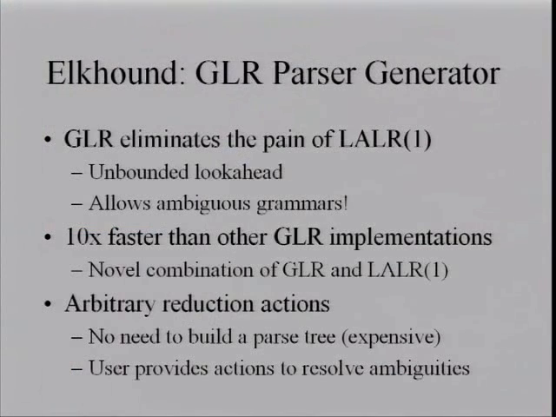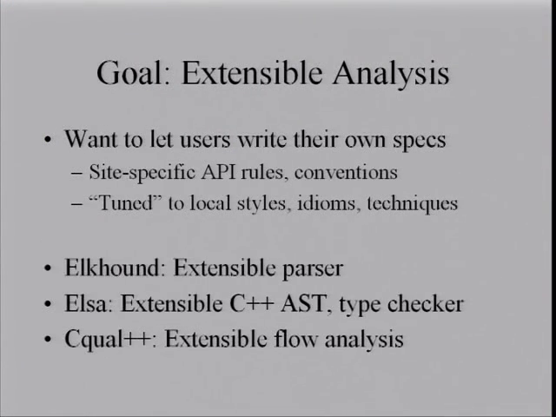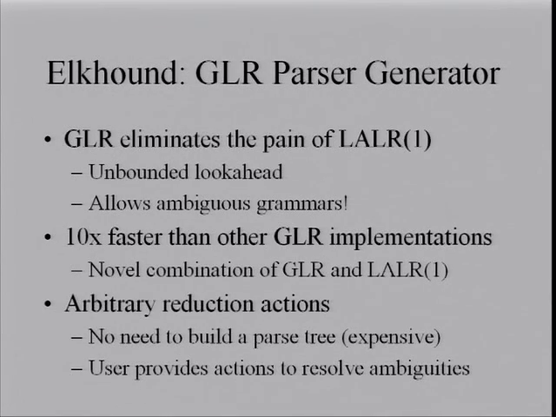There are three parts to this: the parser generator, the parser, and the analysis. The first part is a parser generator. This is called Elkhound. It's a tool that generates parsers that use GLR, which is a Generalized LR parsing algorithm. This is an extension of LALR1 in which you can give it a grammar, essentially any context-free grammar, and it will generate a parser for that language. It does not have to be LALR1.